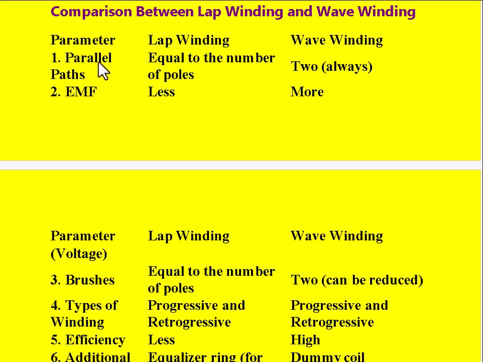The number of parallel paths in case of lap winding is equal to the number of poles, whereas in case of wave winding it is always 2. The EMF in case of lap winding is a lower value, whereas in the wave winding the EMF generated per phase is more.